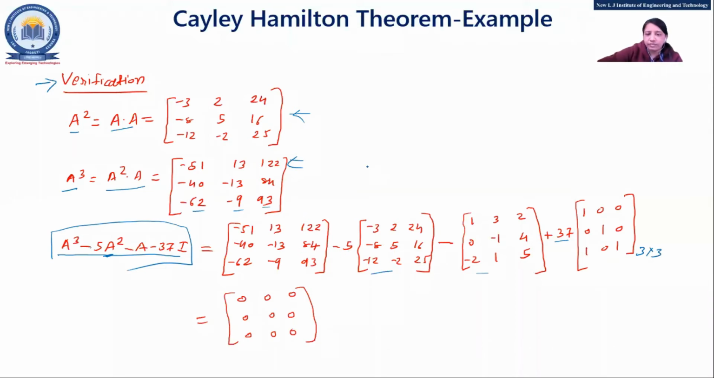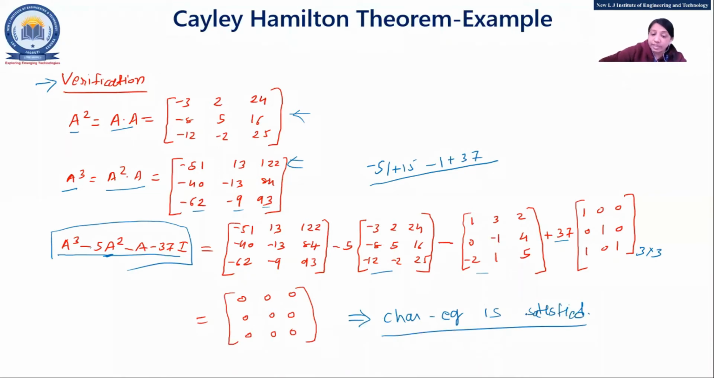That means what? Minus 51, this is 5 into 3, 15, plus 15, minus 1, plus 37. So you will get your first answer, the first element. So in this way you can solve the example. Any doubt? If it is satisfied, you will get all zeros. That means you can say that the characteristic equation is satisfied. And if the characteristic equation is satisfied, then you can go for the A inverse.